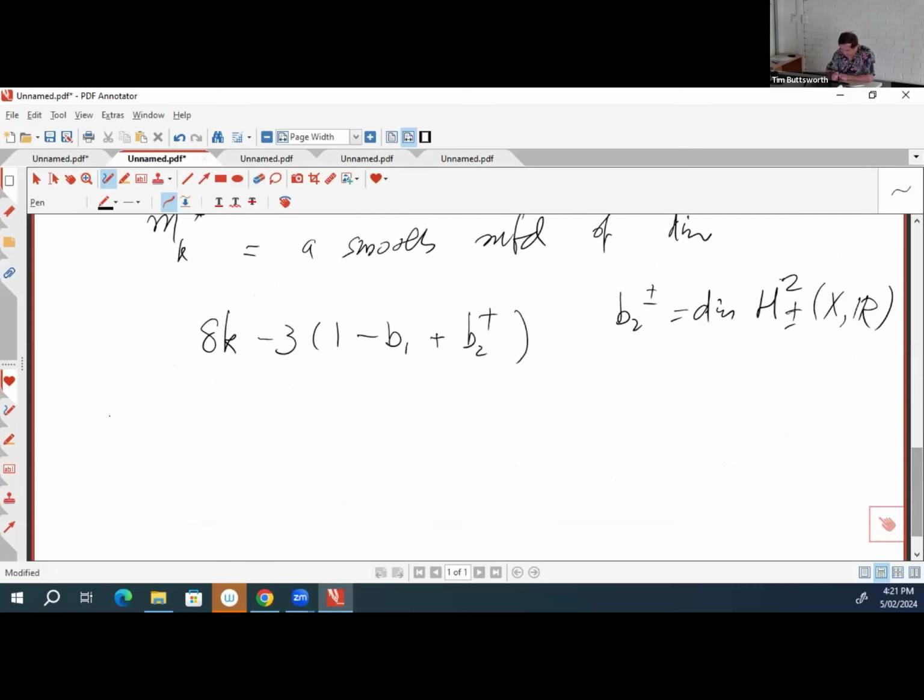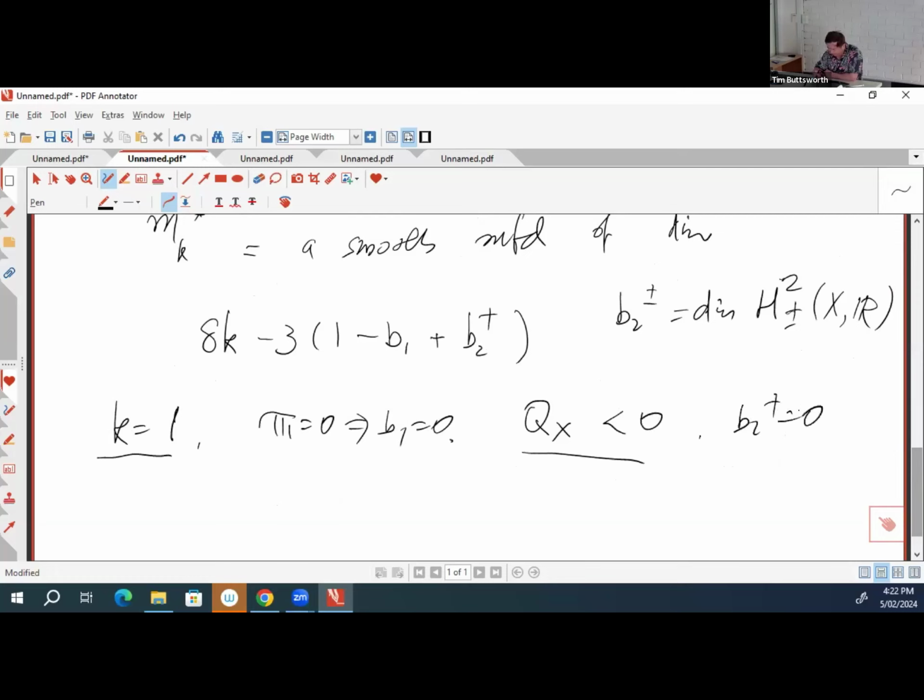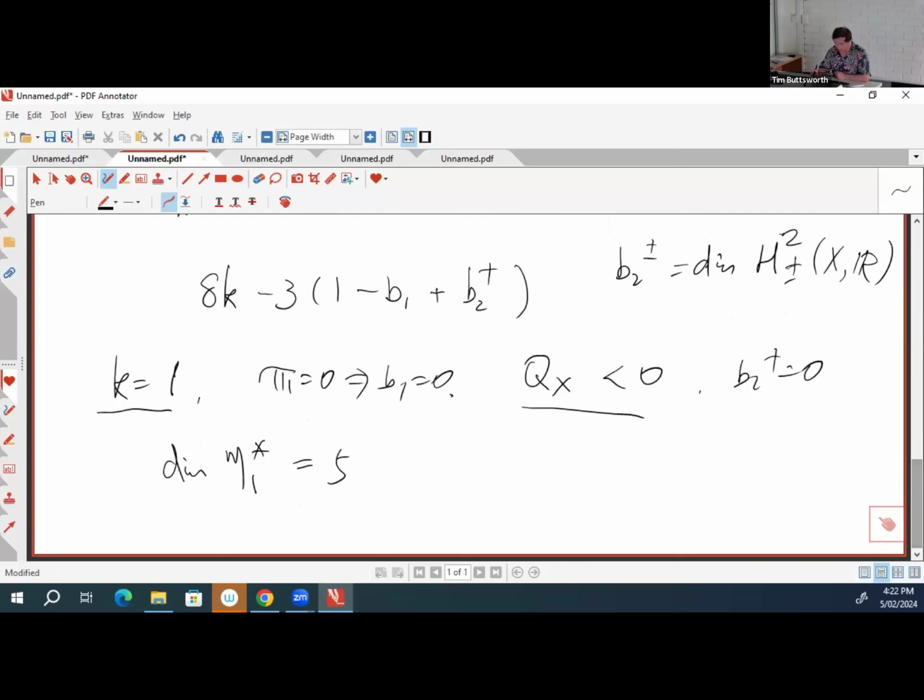So let's just take a particular case. So k is 1 and π1 is 0. Let's also use that the intersection form is negative definite, so that means b2 plus is 0. And then we look at the irreducible part of the instanton 1 moduli space. This is 5-dimensional.